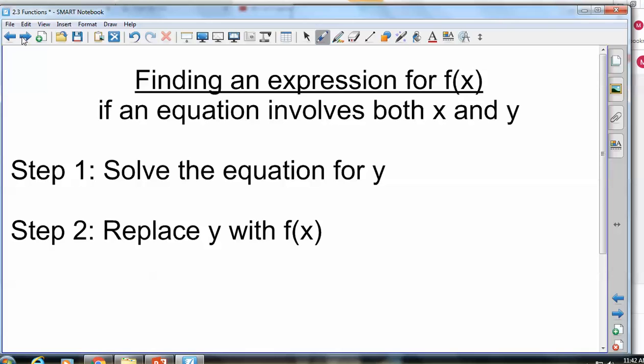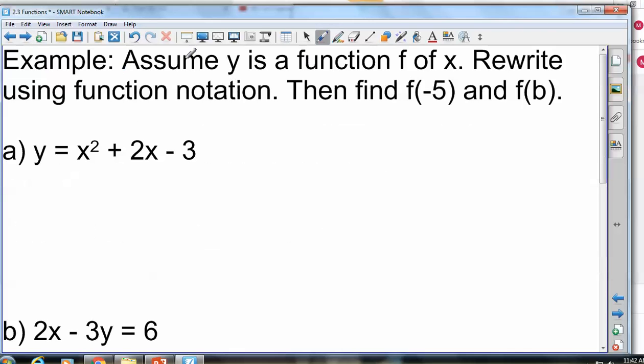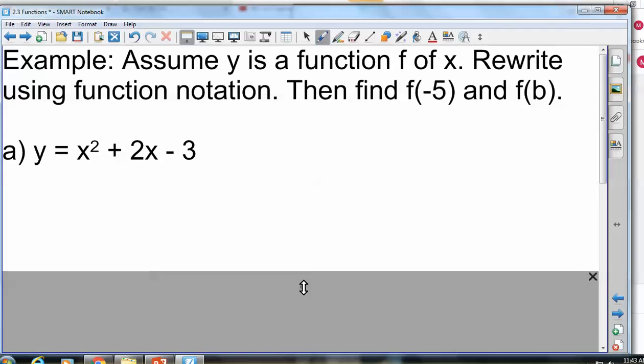Sometimes we need to write things in function notation. Just remember the f of x always replaces the y. So if it's not in function notation to begin with, first you would have to solve for y, and then you can replace the y with an f of x. So in the next slide, we're probably not going to do all of these. I'll do a couple of them. I just want to take equations and write them into function notation. The benefit of function notation is it's really easy to evaluate once it's in that notation.